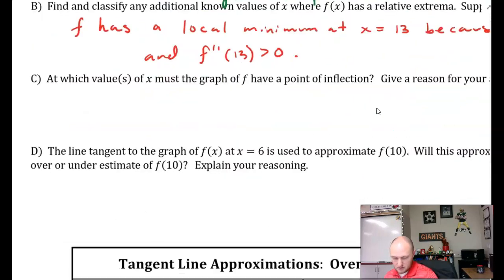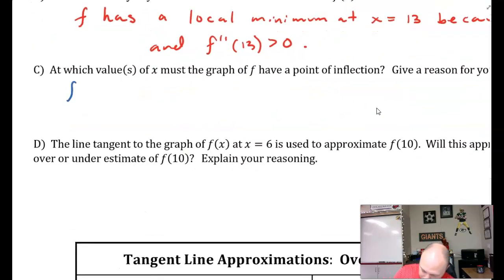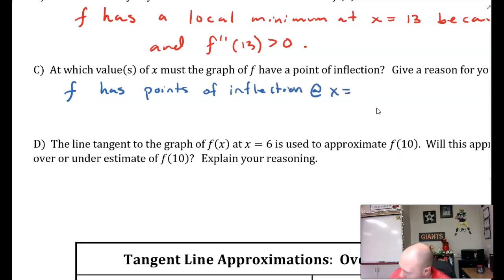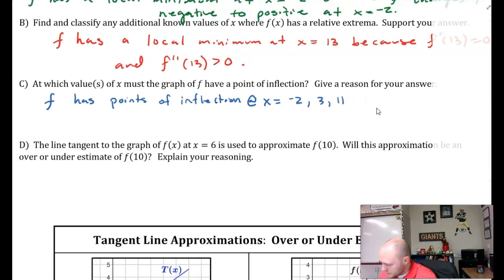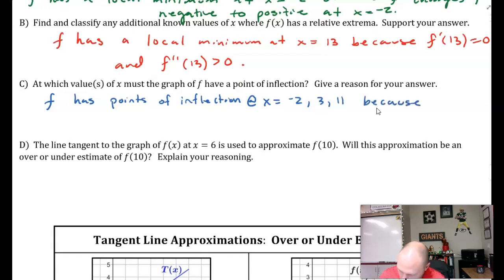Okay, so we're going to go ahead and say f has points of inflection at x equals -2, 3, and 11 because f double prime of x changes signs.